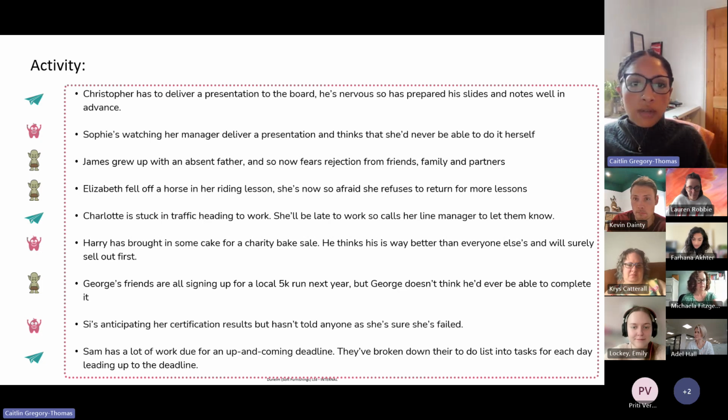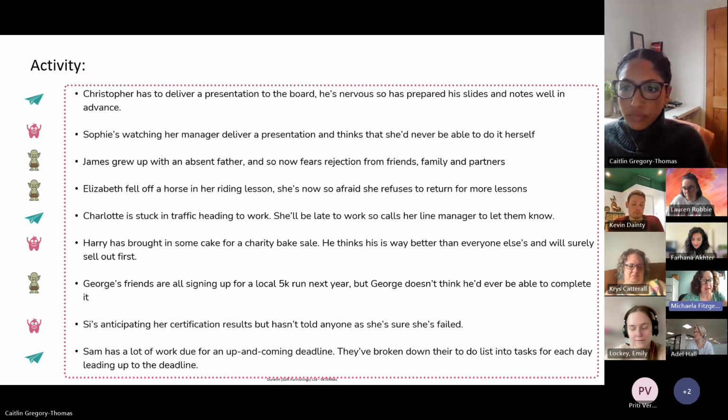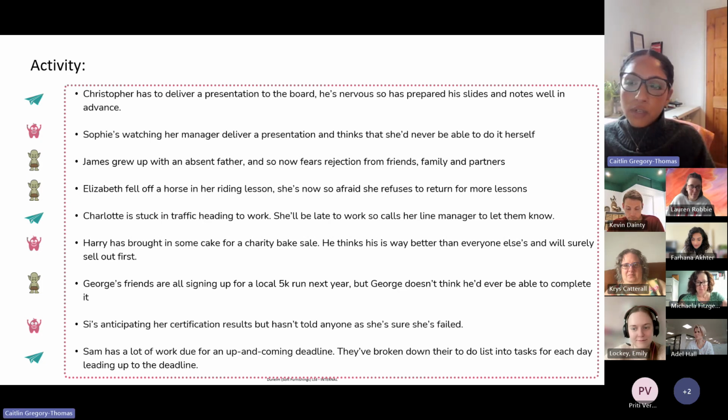Then on to James. James grew up with an absent father, so now fears rejection from friends, family and partners. Back to you, Michaela. We thought that because it was such a deep-rooted situation, we had goblin for James. Okay. And any different for your group, Chris? No, we had goblin as well. Thank you. It mentions his absent father, so typically something a bit more deep-rooted.